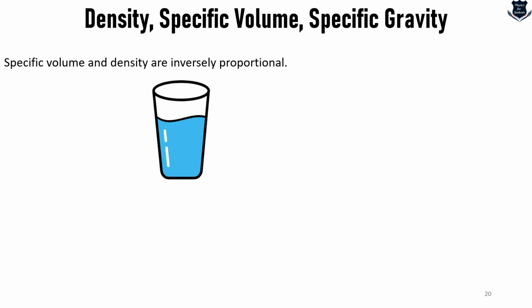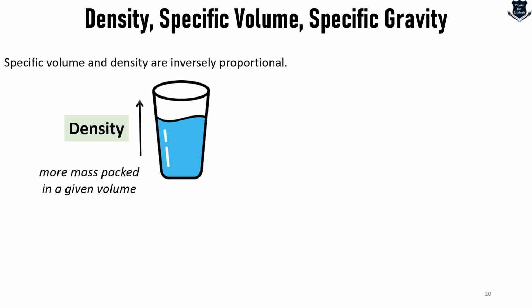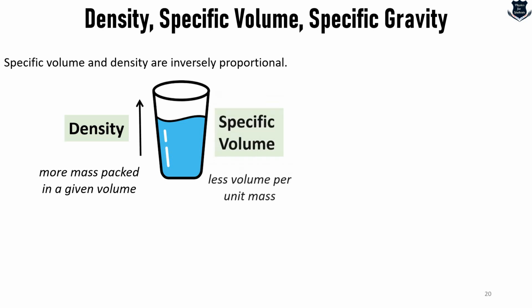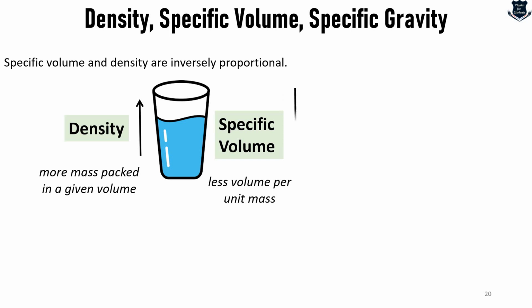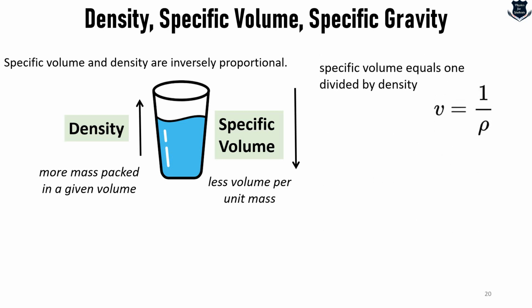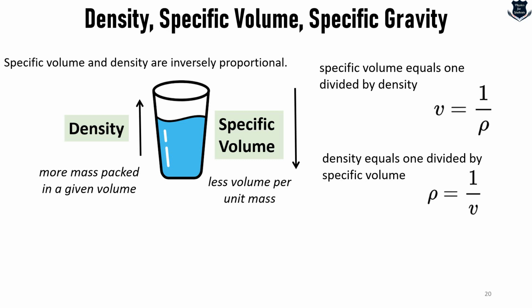So this means as the density of the substance goes up, meaning more mass is packed in a given volume, what will happen? The specific volume, which is the volume per unit mass, will slowly go down. So as the density of a substance increases, its specific volume decreases. And you can easily convert between density and specific volume using a simple relationship: specific volume equals 1 divided by density, and density equals 1 divided by specific volume.